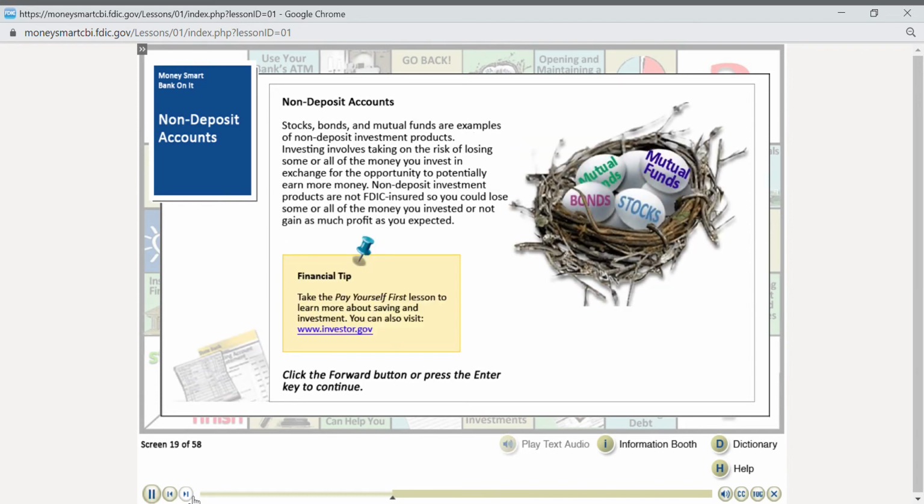Many banks also offer non-deposit accounts or products that are not insured by the FDIC. It is a good idea to build an emergency savings fund in an insured bank account before investing. That way, you know the money you may need for an emergency or job loss will be there if you need it.